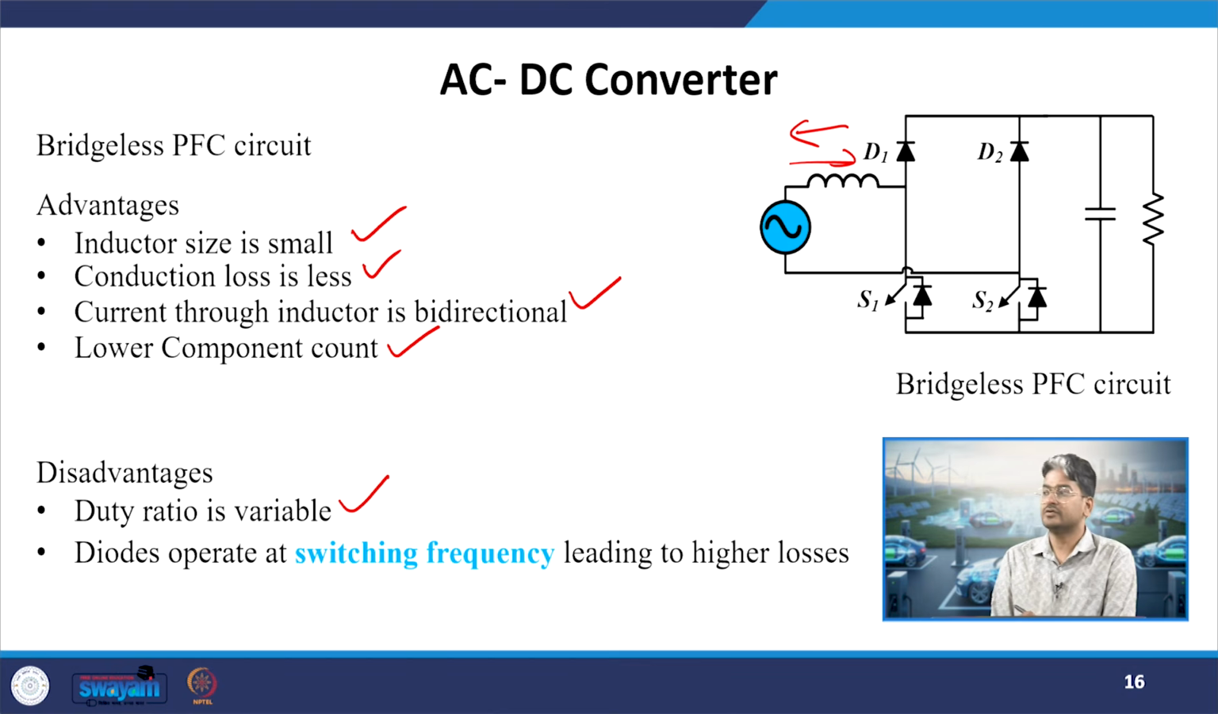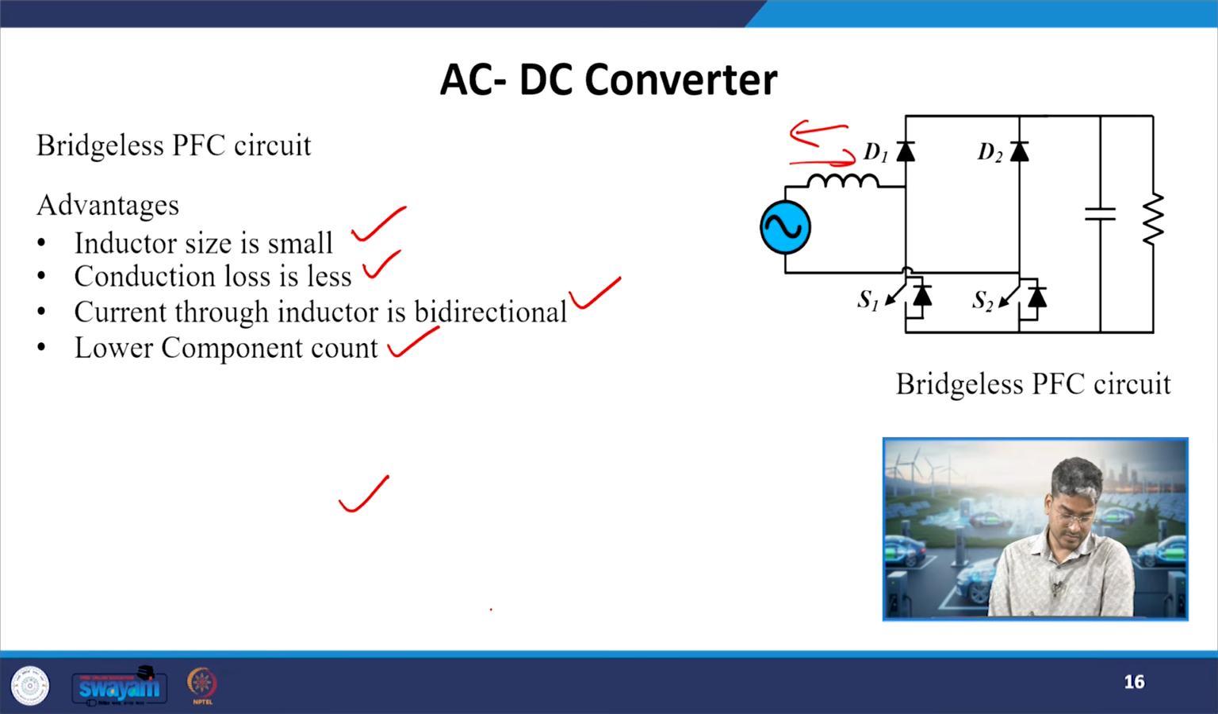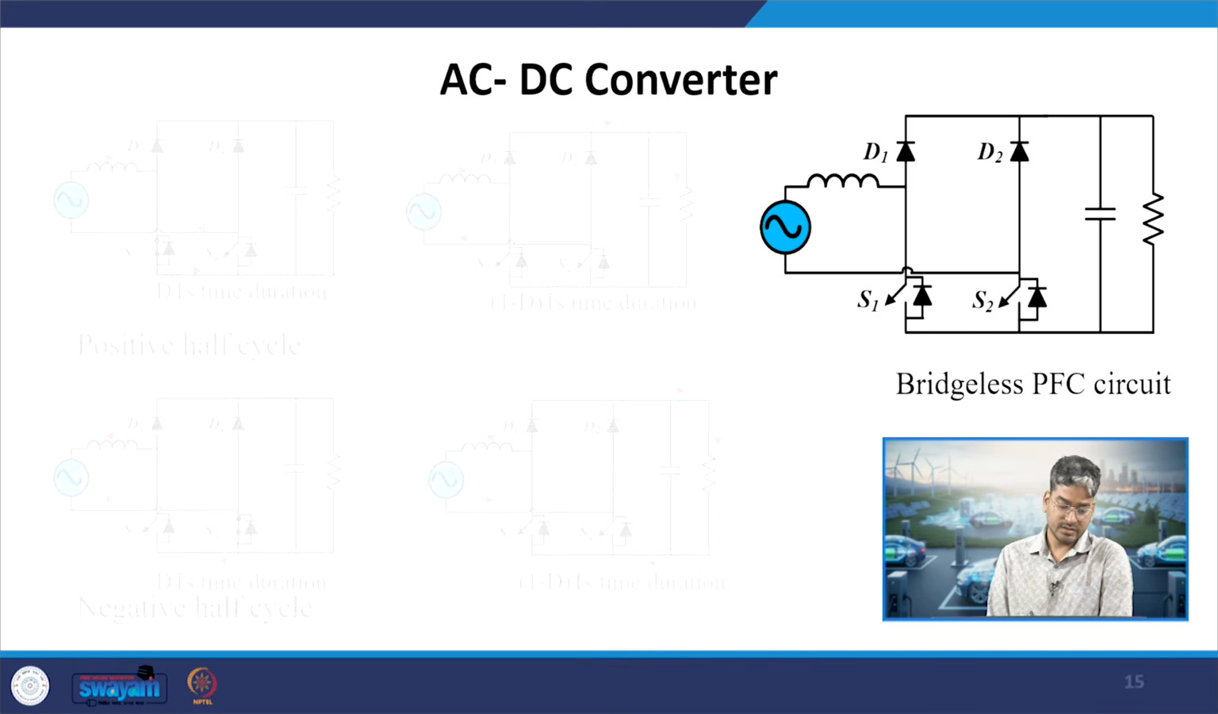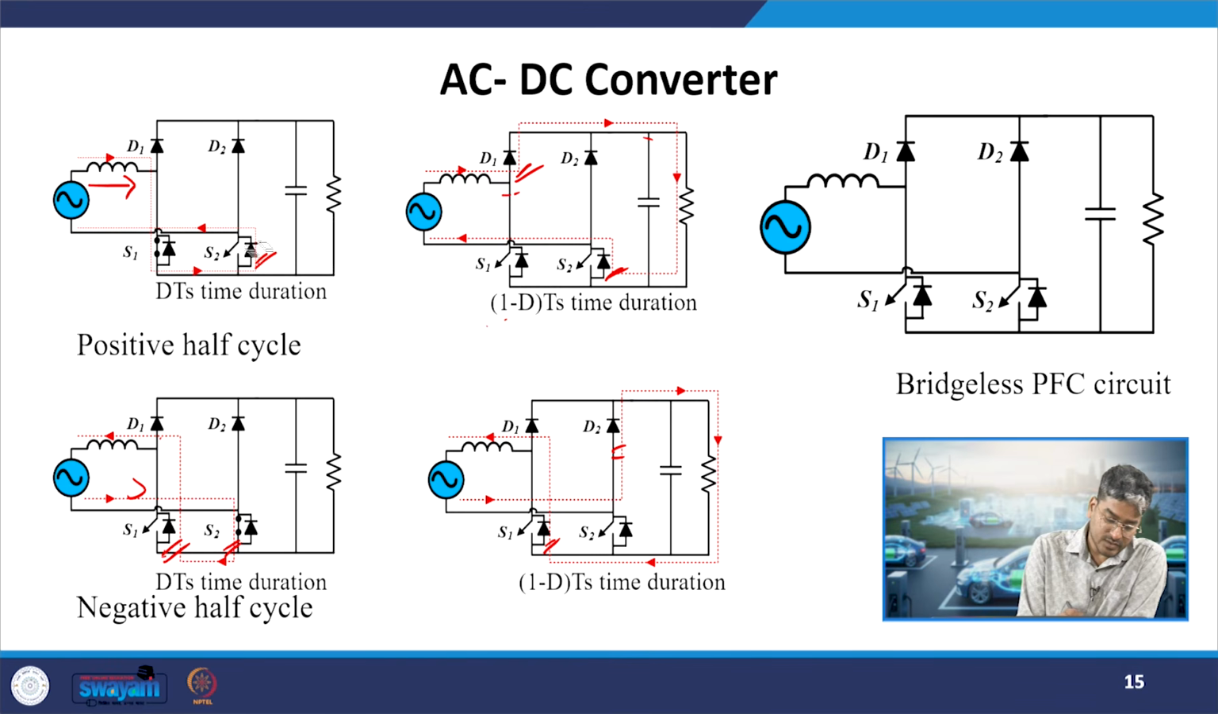So, because of that the duty ratio will be variable in this case also. The diodes operated in the switching frequency. Okay. So, what is the meaning of this statement? If you see the 4 equivalent circuits, what will be the frequency of current which flows through the diodes in all the 4 combinations.